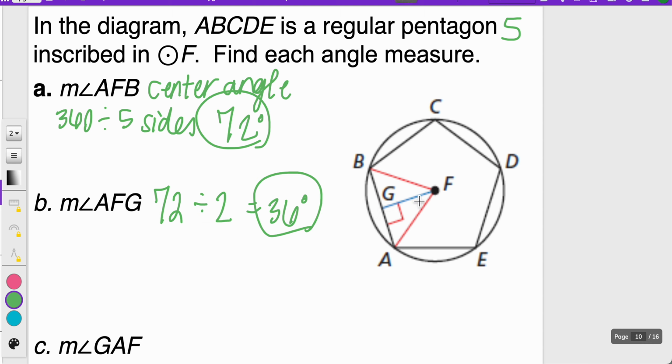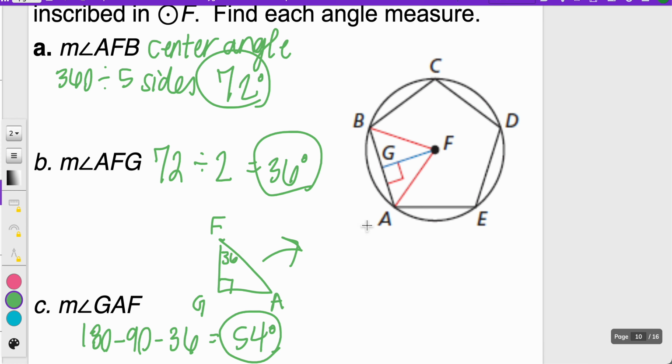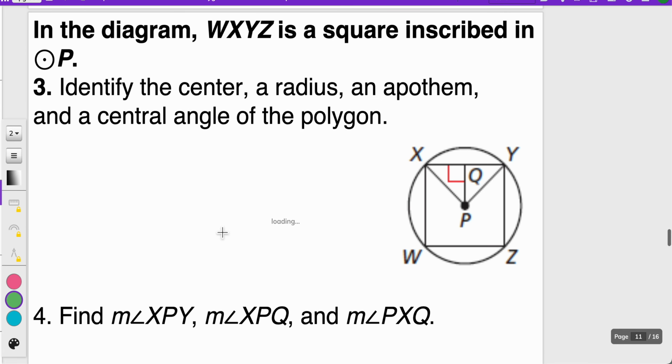And then GAF, think about GAF as here's G, here's A, here's F. This is 90 degrees. We just said AFG is 36, so I would just take that away from 180. So 180 minus the 90 degrees minus 36 degrees is going to be 54 degrees. Super important that you can pull this little triangle from that inscribed polygon, because that's going to help us with the next set of questions. Here are some that you can try on your own. Let's maybe pause, try these on your own, and when you're ready to check, click play.